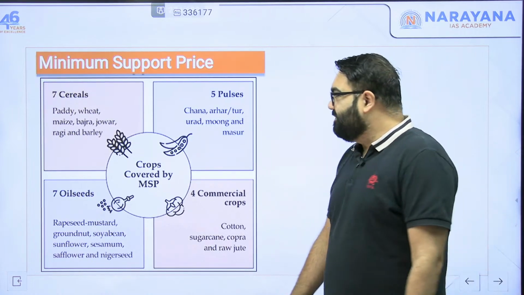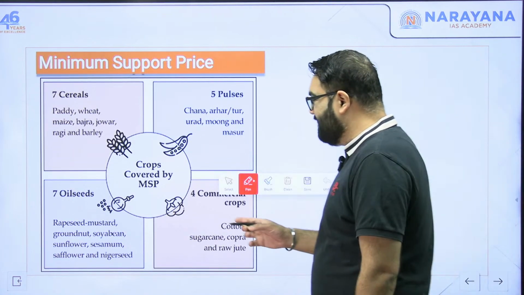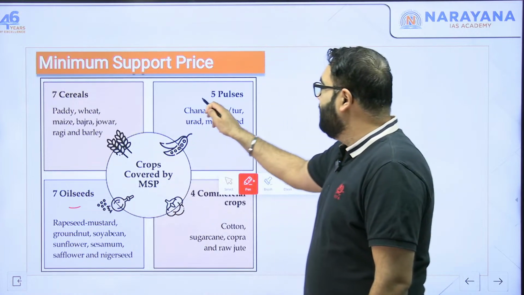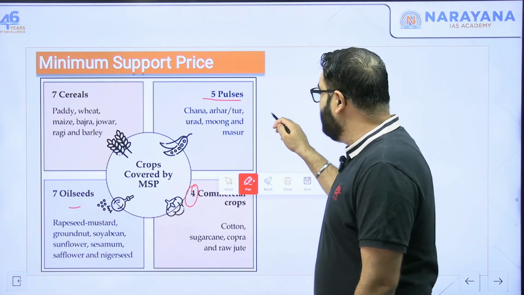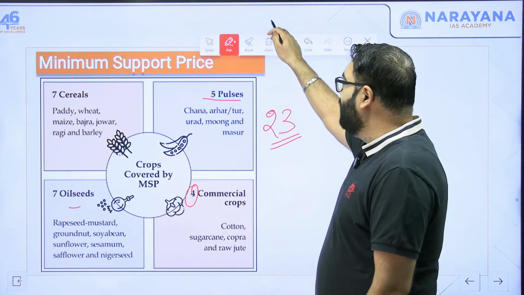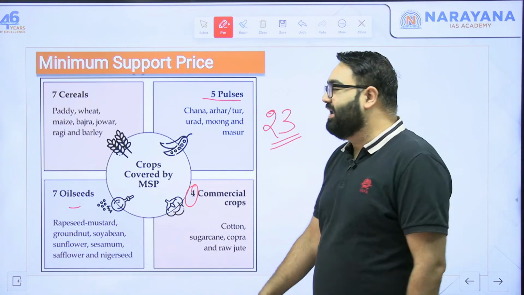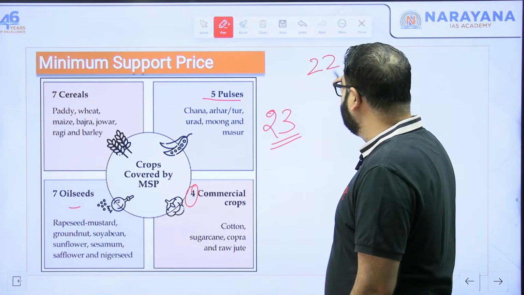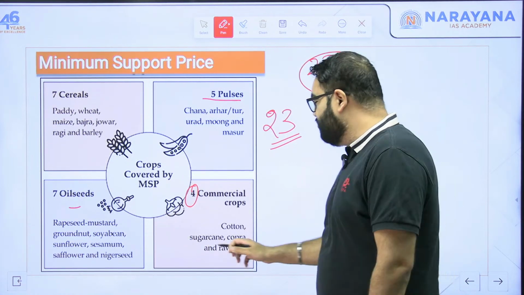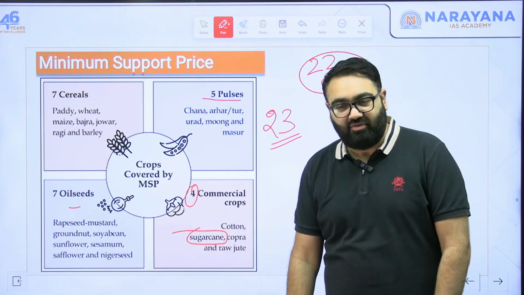Now, MSP is offered on these crops. Now, this is a very unique case here. If you add all these, for example, 7 plus 7, 14, plus 5, 19, plus 4, it seems to be 23. Now, in certain books or in certain articles, you might see that they say MSP is offered for 22 crops. Now, what is the confusion here? The confusion here is about this sugarcane. Why have we mentioned this here? Why are we including this?